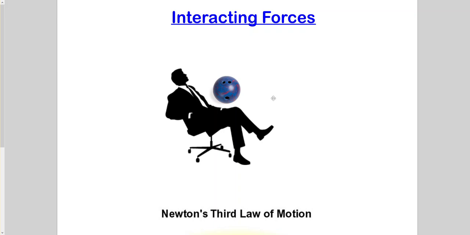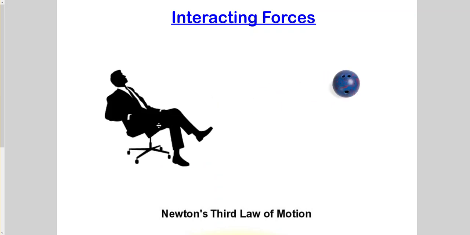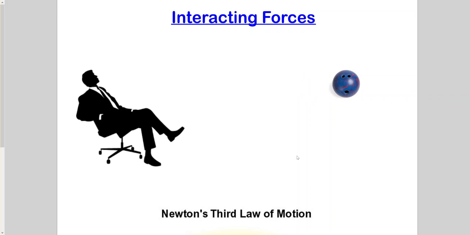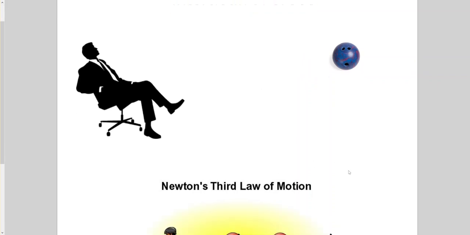Okay, I'm glad you're back. So if I were to take this and throw this ball this direction out of this chair, what would happen to me? What happened to you? You probably found out that when you took this object and threw it away from you, you went the opposite direction. Why? This is Newton's third law.